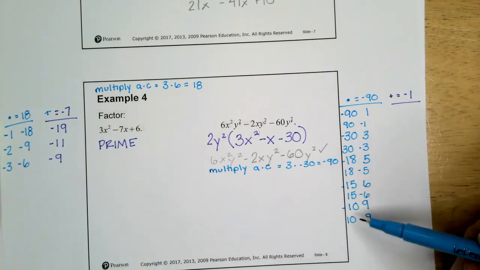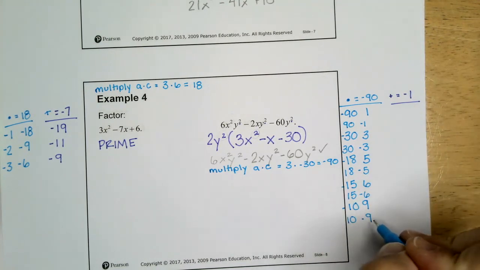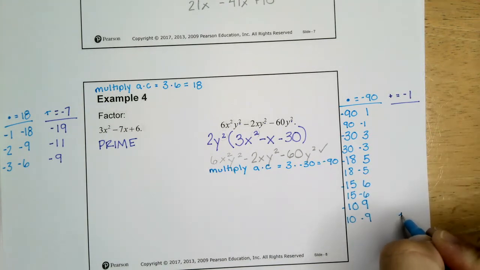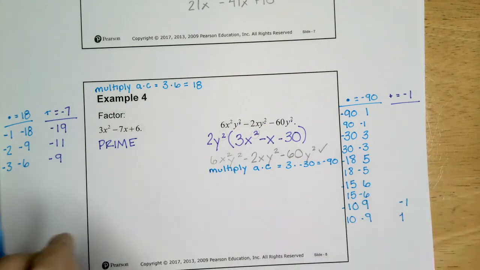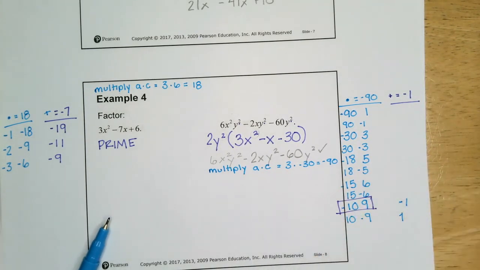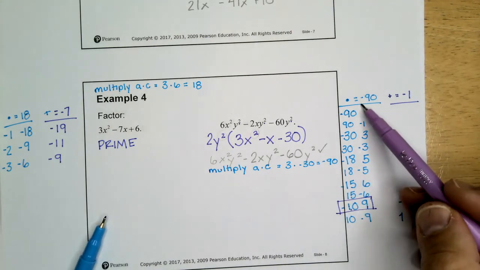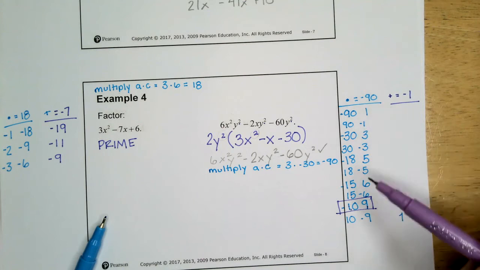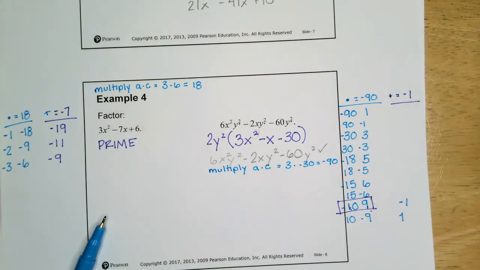Probably ones that are pretty close to the same number, right? So if I have 10 minus 9, I get 1. But if I get negative 10 plus 9, I get negative 1. So this is the one. This is the pair we want. A negative 10 and a positive 9 will give me a negative 90 when I multiply. A negative 10 and a positive 9 will give me a negative 1 when I add them.